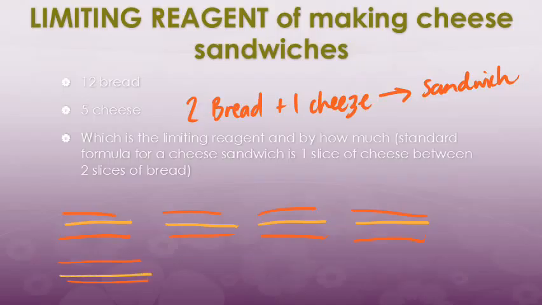So now I've used up all my slices of cheese, 1, 2, 3, 4, 5 slices of cheese, and I've only used 2, 4, 6, 8, 10 slices of bread. So my cheese is limiting, but my bread is in excess because I've got some leftover bread from making the sandwiches.